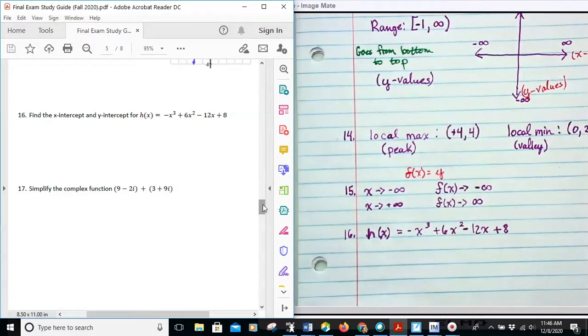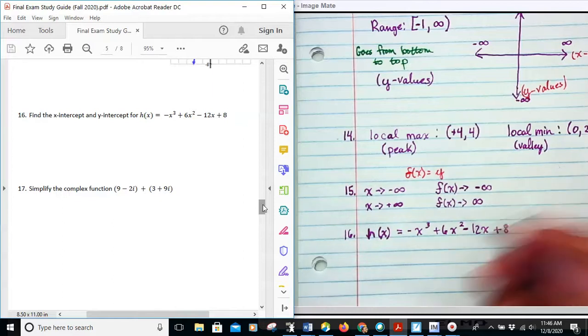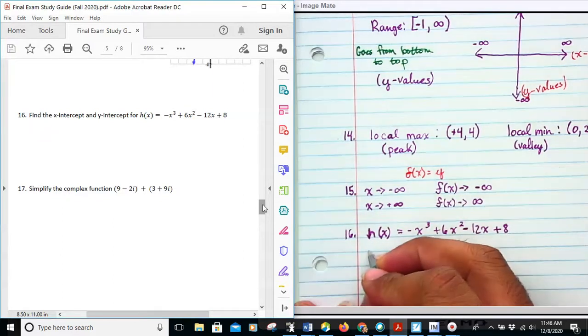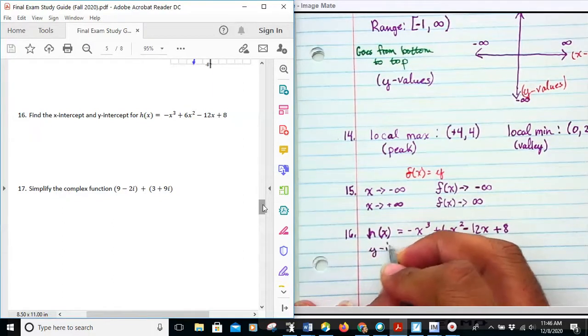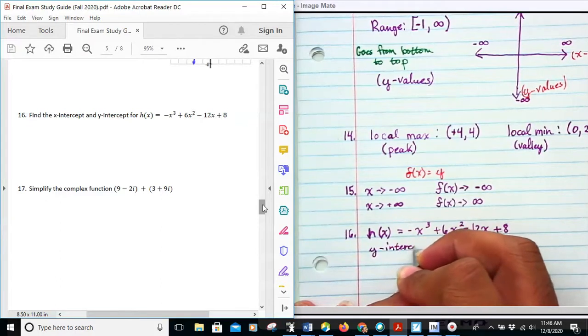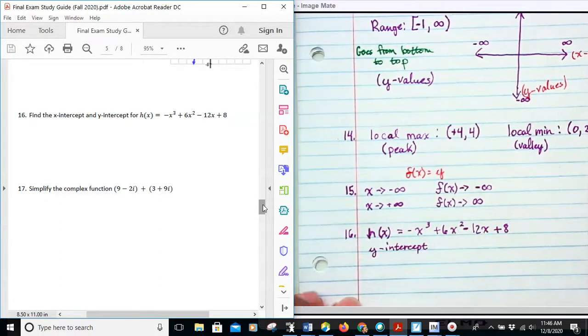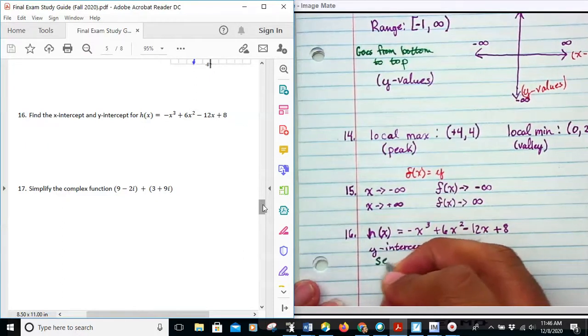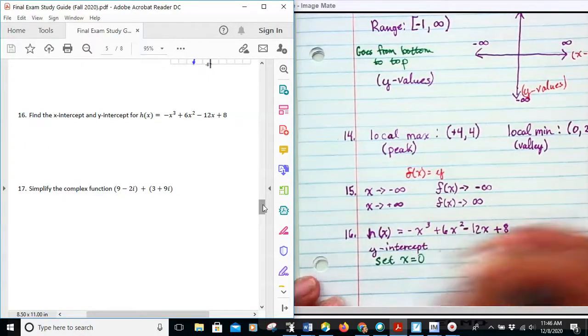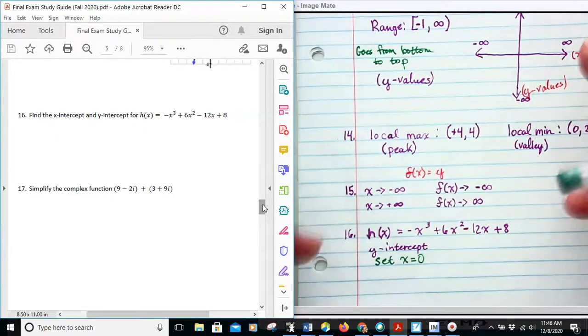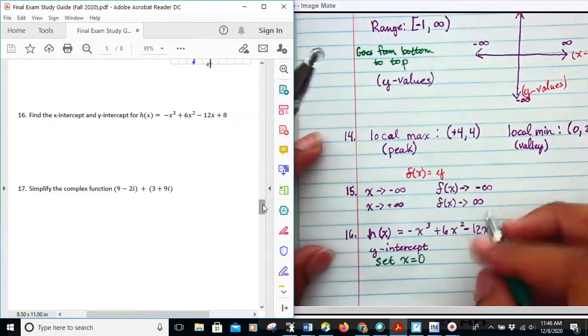All right, so we have this function, and it says to find the x-intercept and the y-intercept. With this, I'm going to start with the y-intercept first because that's the easiest one to do for this function. For the y-intercept, we said we're going to set x equal to 0. And remember, this was at the very beginning of the semester, where we were talking about the key features of functions.